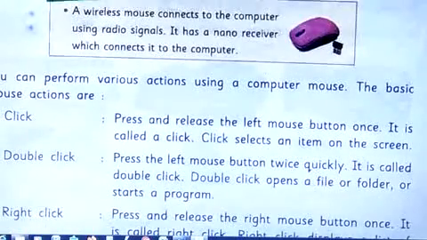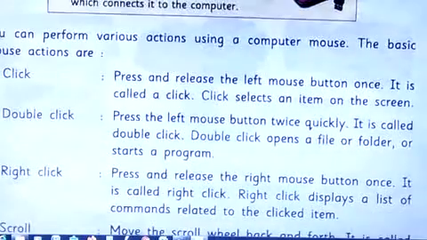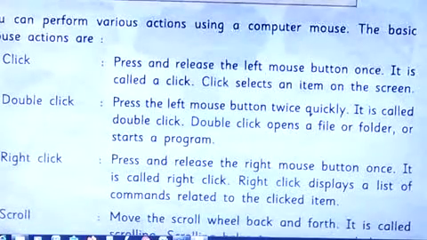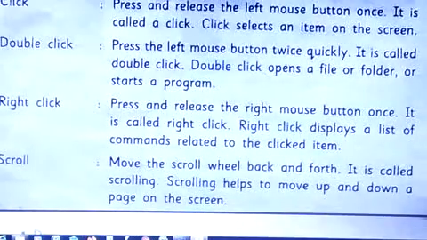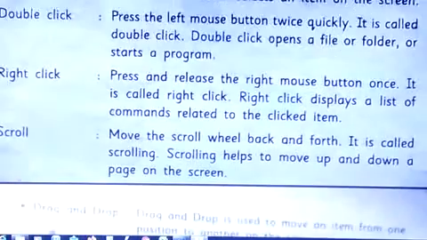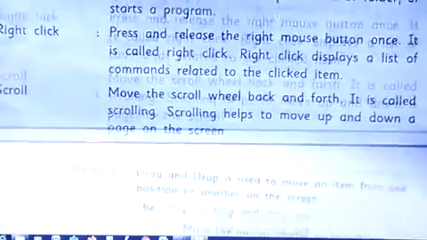Here are different types of actions using a computer mouse on the basis of their activity. Click. Press and release the left mouse button once. It is called click. Double click. Press the left mouse button twice quickly. It is called double click. It is used to open a file or folder or start a program. Right click. Press and release the right mouse button once. It is called right click. It displays a list of commands related to the clicked item.